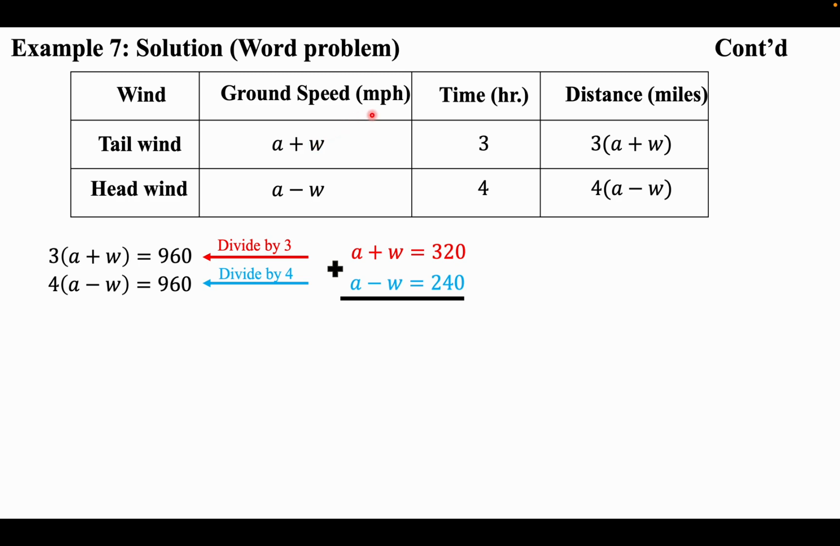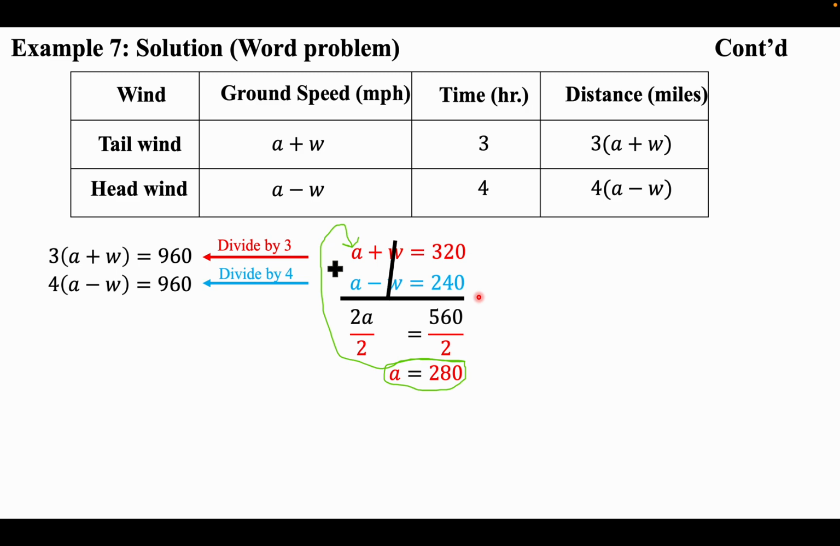You can add vertically down and notice that here they have opposite signs, and then they both have the 1 here. So if I add vertically down, this W is going to cross out. A plus A is 2A equals, and if you add this, you get 560. Divide both sides by 2, you get A equals 280, where A represents the airplane speed, so we know the airplane is going at 280 miles per hour.